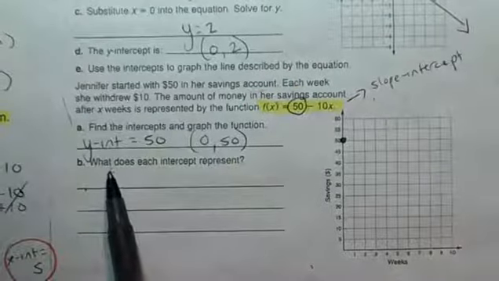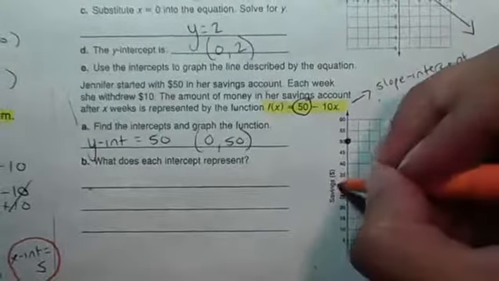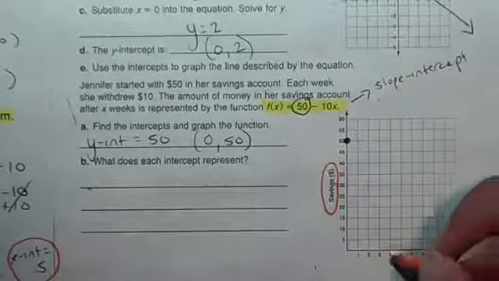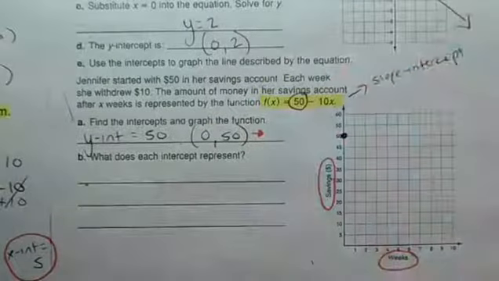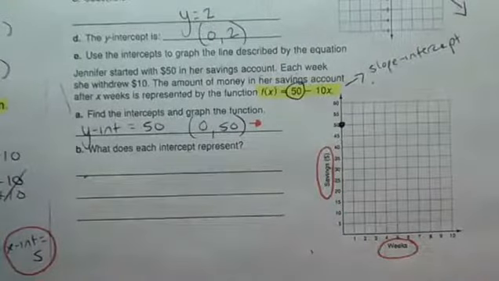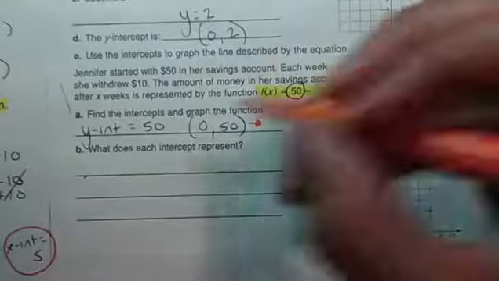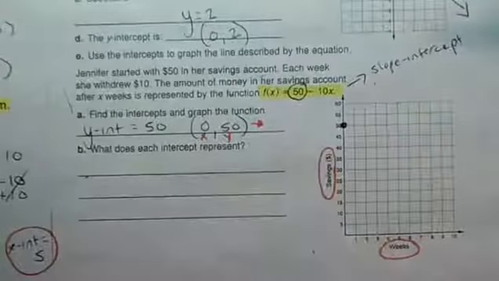The next thing we're going to have to do is tell me, what does that represent? So since we're looking at savings and weeks, what does this point actually represent with regards to savings in weeks? Remember, this is my x and this is my y.